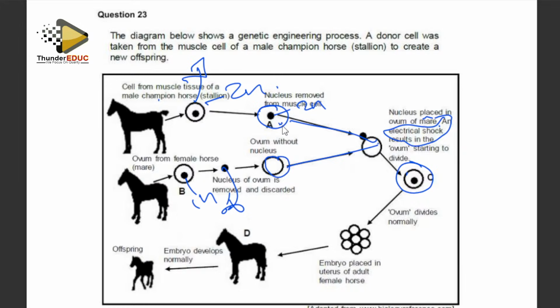You understand? So we have to use the nucleus, because the nucleus is the one which determines the characteristics of an organism. Since we want the characteristics of a champion horse, we have to use the nucleus of the champion horse. That's why we threw away the nucleus of the ovum. Because we are not interested in this, we are interested in this. And the baby who is going to be born is going to look like this one.